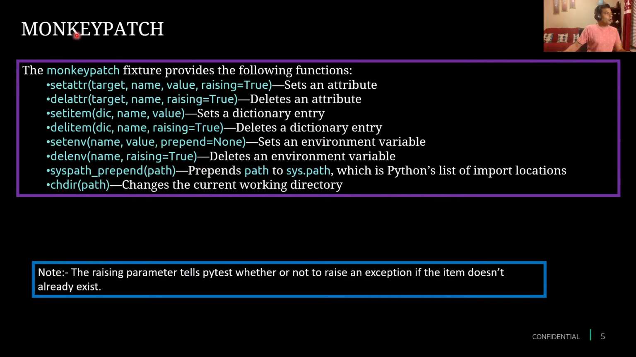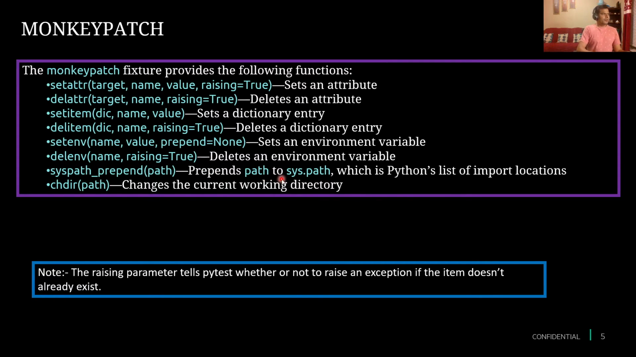Let's bring all the functions to one place, to see what all it has. Monkeypatch has setattr, delattr, setitem, delitem, setenv, delenv, and very similarly for path, syspath_prepend, and chdir. Another thing I want to bring to your notice is raising. Let's say we are calling setattr and the attribute is not there. In that scenario, if raising is true, this function will throw the exception, otherwise it will not. That's good to know.